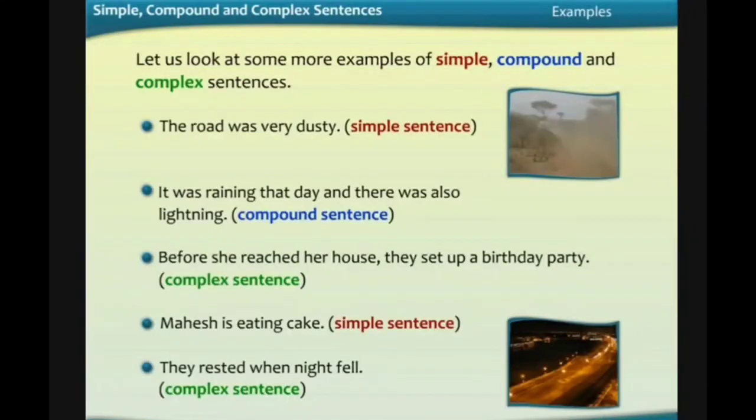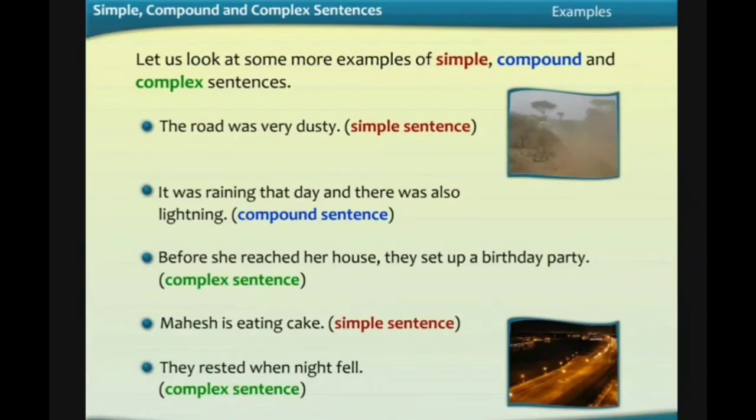Now let us look at some examples of simple, compound and complex sentences. An example for a simple sentence: The road was very dusty. We know "the road" is the subject, and "was very dusty" is the other part of the sentence. Only one clause is there, so we can say it is a simple sentence. We already saw that a simple sentence has one subject and one predicate.